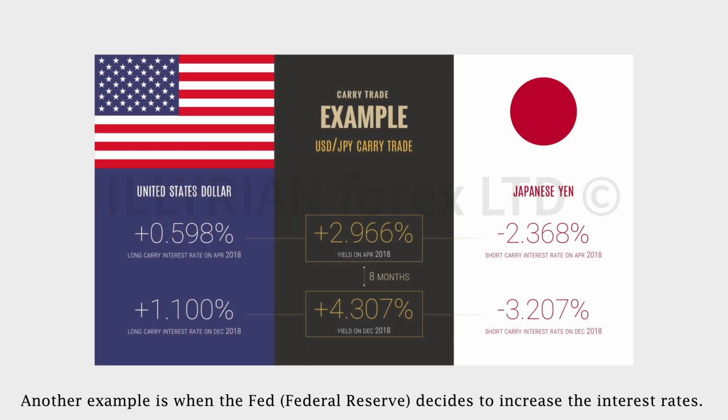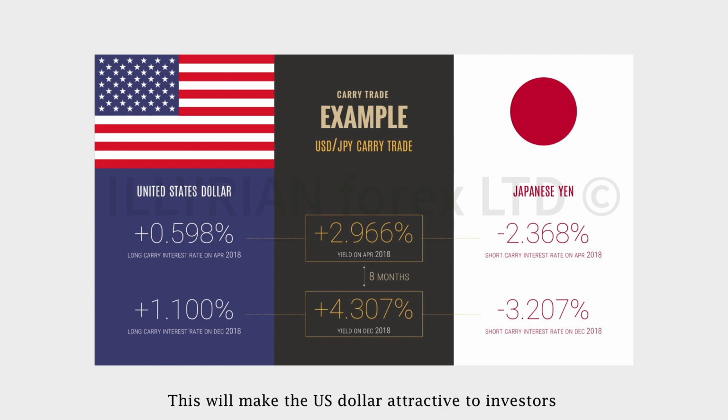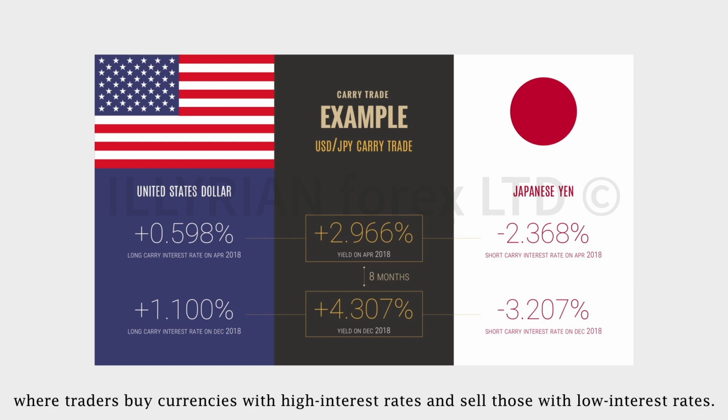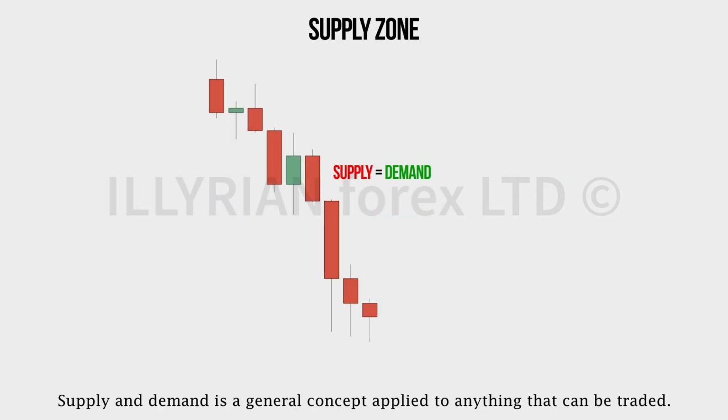Another example is when the Federal Reserve decides to increase the interest rates. This will make the US dollar attractive to investors because of the interest yield. This is also known as the carry trade, where traders buy currencies with high interest rates and sell those with low interest rates. Supply and demand is a general concept applied to anything that can be traded.